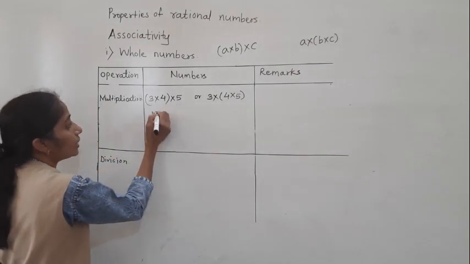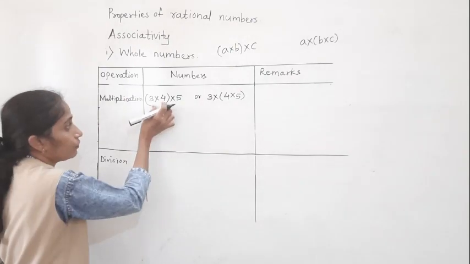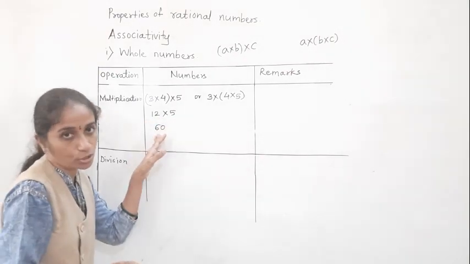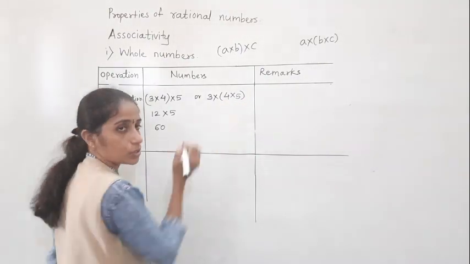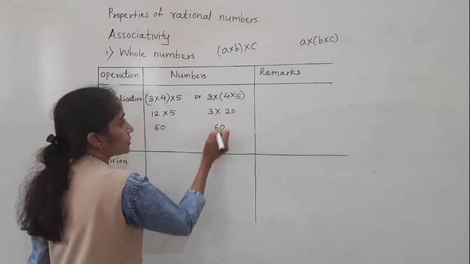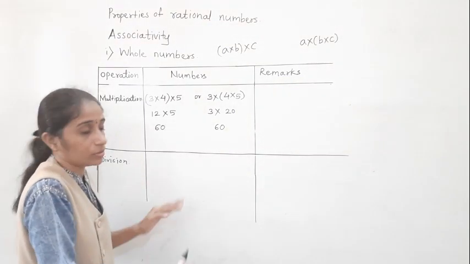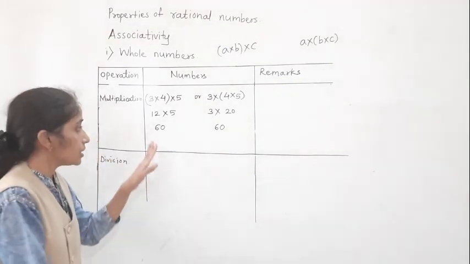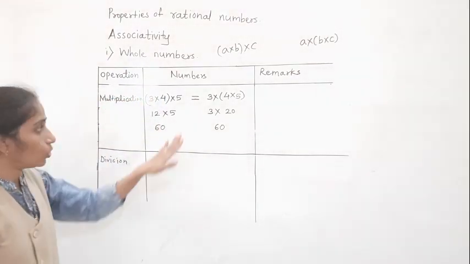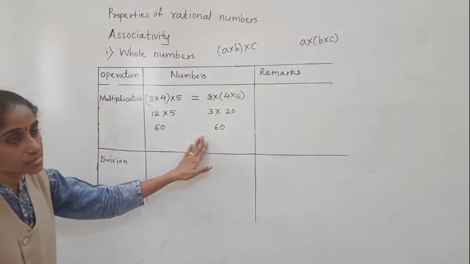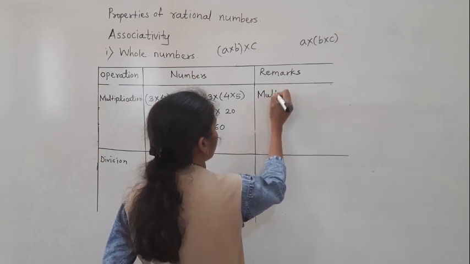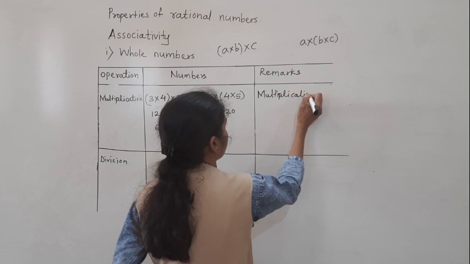Now 3 fours are 12. First we will solve the bracket. 3 fours are 12 into 5. 12 fives are 60. So here we got the answer 60. Now we will check here. First we will solve the bracket. So write 3 as it is, 4 fives are 20, so 3 twenties are 60. See, even when we change the grouping, we got the same answer. Here also 60, here also 60. So both of them are equal. We got the same answer. So what will we write here? Multiplication is associative.